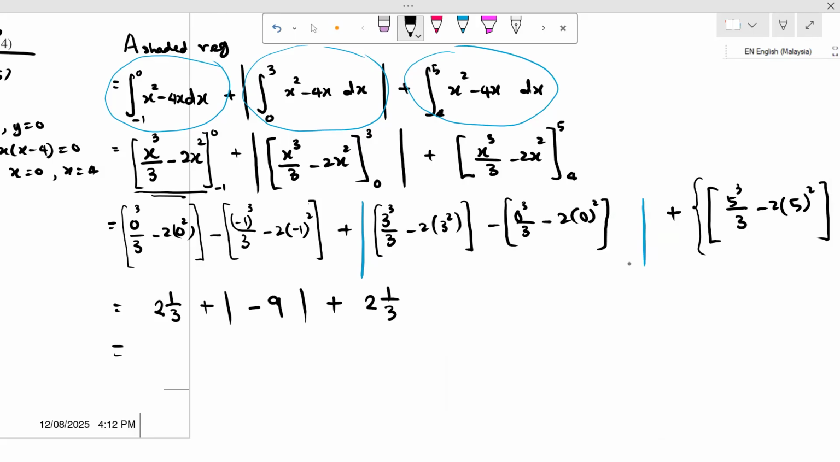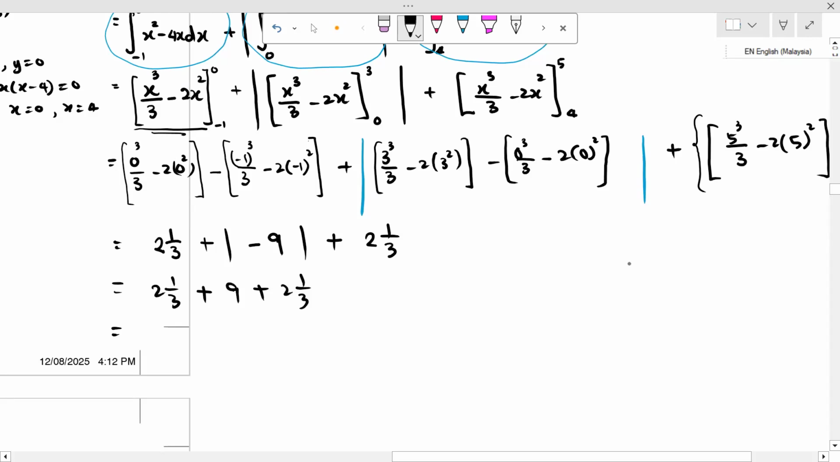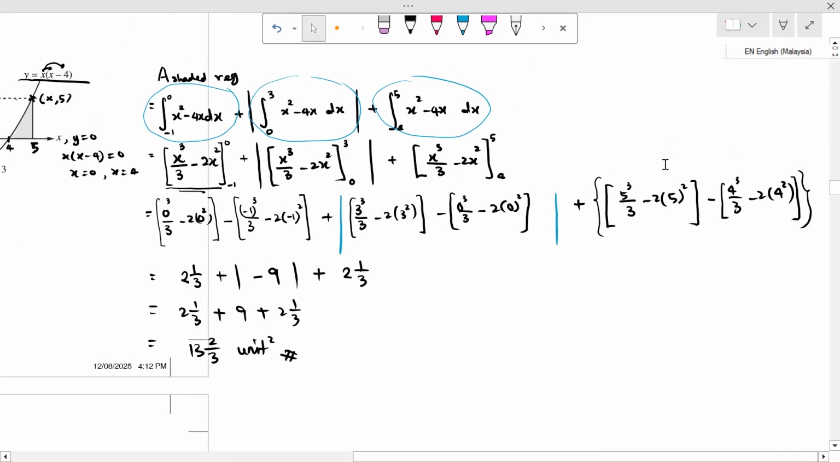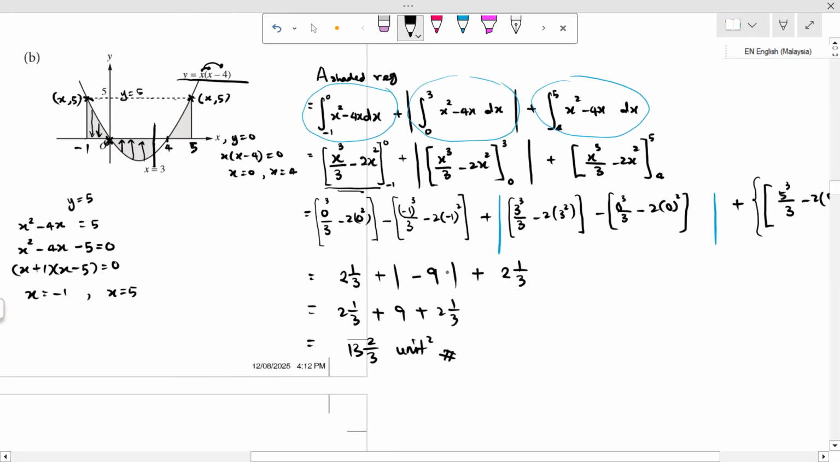Now you can use the calculator. Alright, 2 and 1/3 plus the 9 plus the 2 and 1/3. So we have 13 and 2/3 unit square. That's it. Minus away the small triangle. No need, because I already integrate from here to here. So I didn't involve here. It's not a triangle anyway, it's a curve. So I only take the part that we integrate.